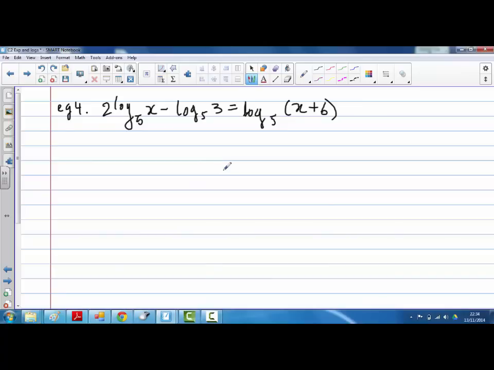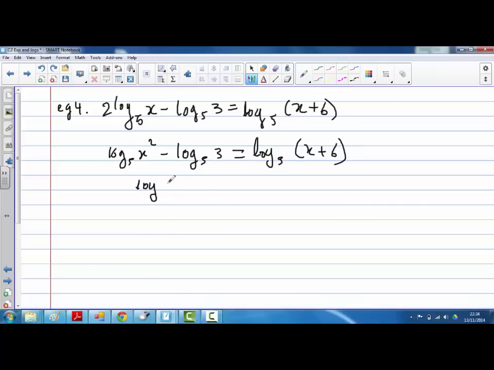Let's now look at this example, slightly harder. So we need to combine the logs together. Before we can use the division law, we'll need to use the power law. You might want to pause the video and have a go. So we've got log base 5 of x squared take away log base 5 of 3 equals the log base 5 of x plus 6. Can now use the division law.